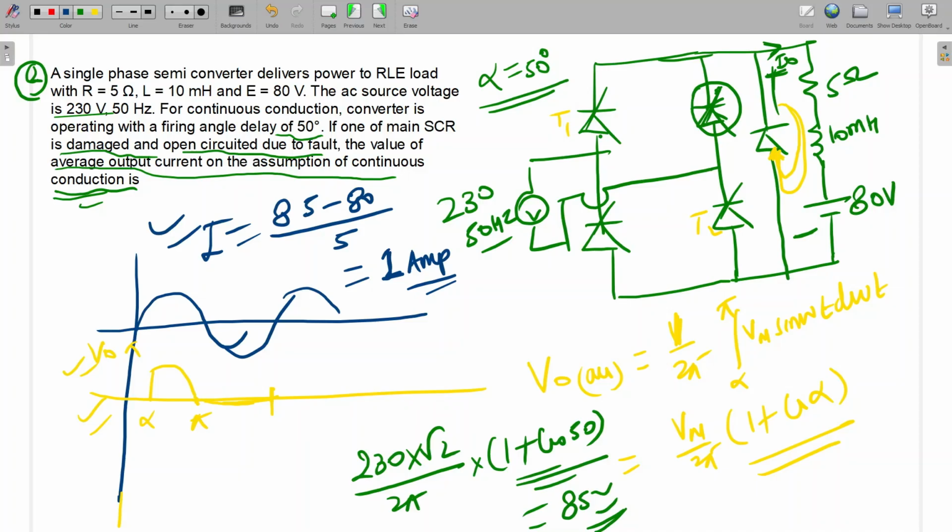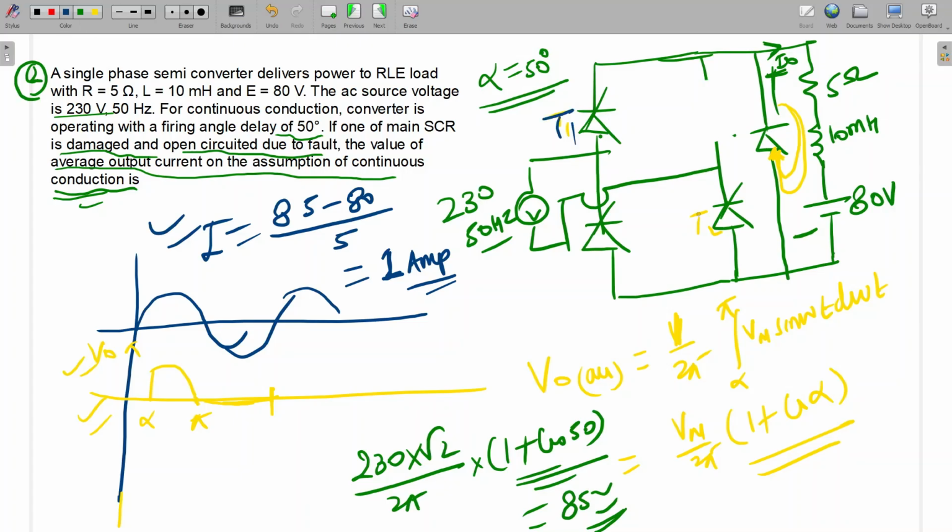Sir, semiconductor, half cycle, also negative cycle. See, in the negative cycle, what is happening? Since one is open circuited, this will be open circuited, so I am removing this one. Okay. So what will happen?